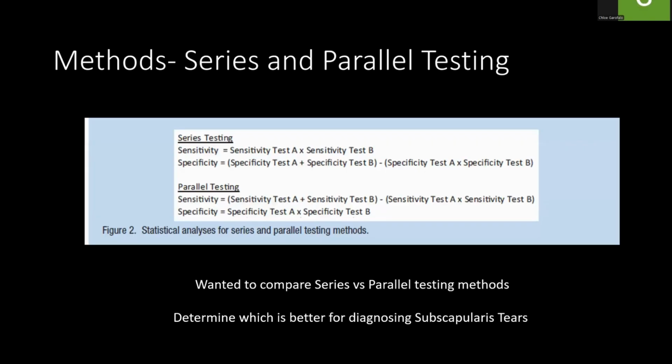Looking at the methods of series and parallel testing, they wanted to compare the difference between series versus parallel testing methods to determine which is better for diagnosing subscapularis tears. And we can see Figure 2 discusses the statistical analysis for the series and parallel testing methods to gather that information.